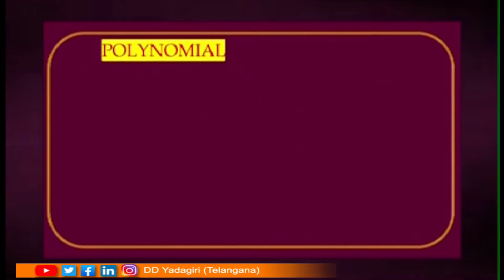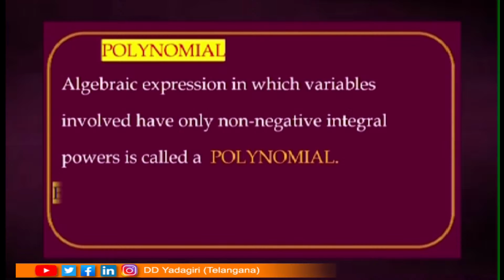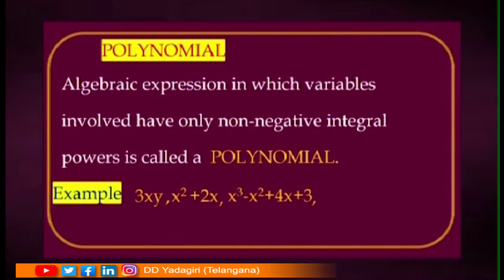So what exactly is a polynomial? An algebraic expression in which the variables involved have only non-negative integral powers is called a polynomial. Let us take some examples of polynomials. 3xy is a polynomial. x square plus 2x is a polynomial having two terms. x cube minus x square plus 4x plus 3 is a polynomial having four terms. Pi r square is a polynomial in variable r. ax plus b is a polynomial in one variable x.